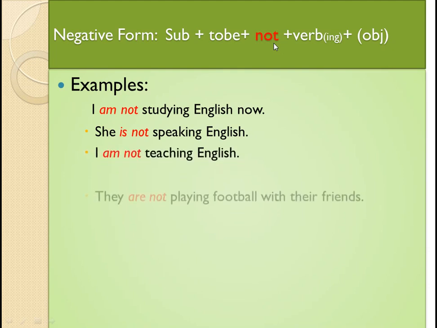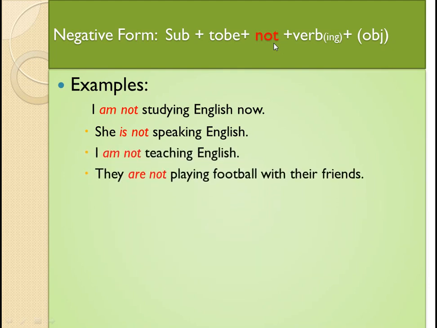I am not teaching. They are not playing football with their friends. Maybe they play with another team or an opponent team. It's not their own friends. The dog is not running. Maybe the dog is sleeping or the dog is walking.